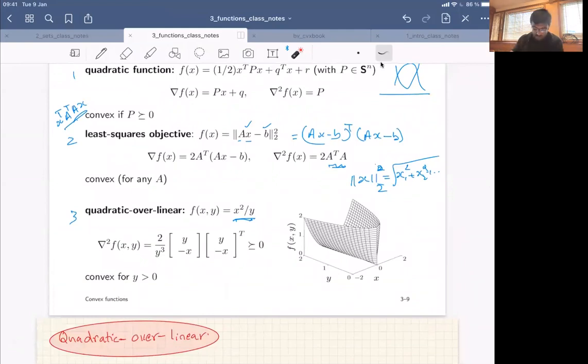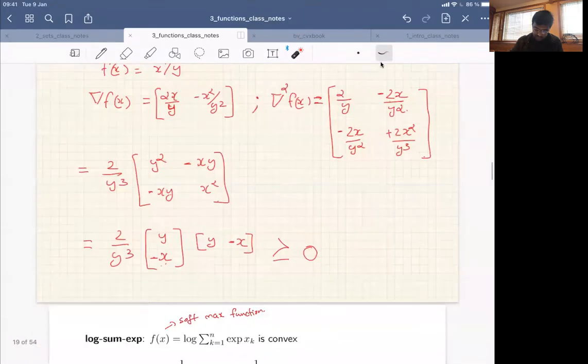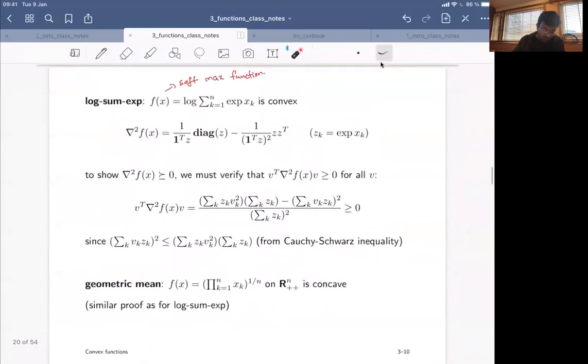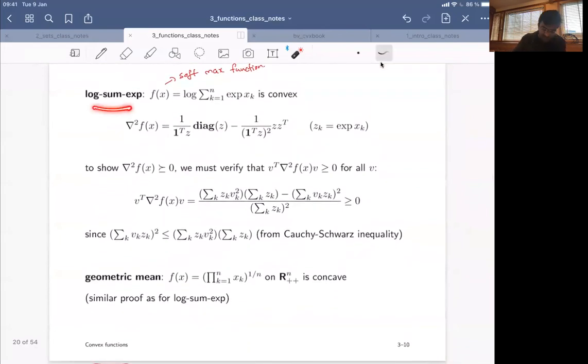So this is very helpful, the second order condition. We cannot say this by simply looking at the function. Another example is the log sum exponential. You have a log, and inside that a sum of exponentials. This is called a softmax function in some fields.